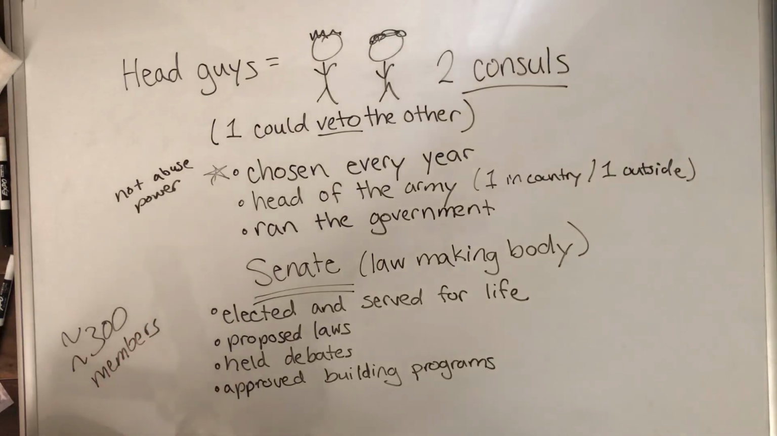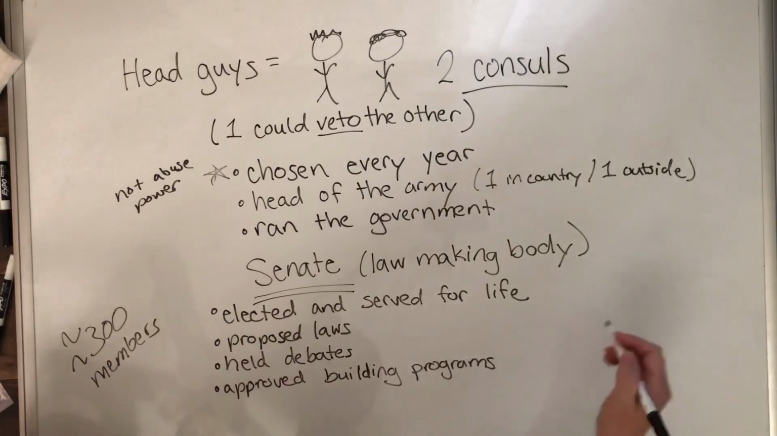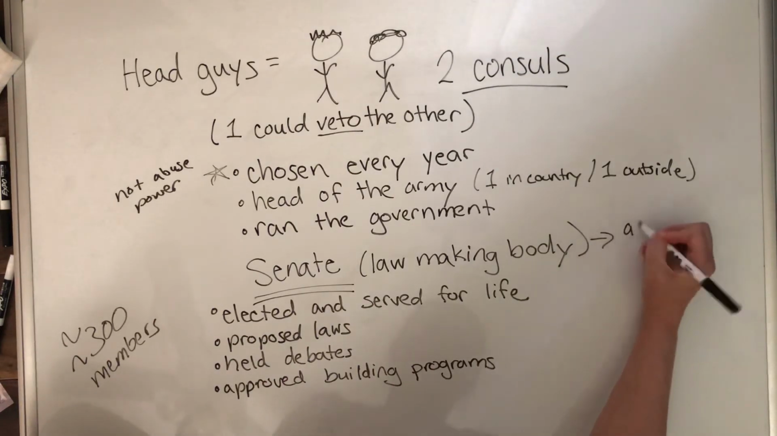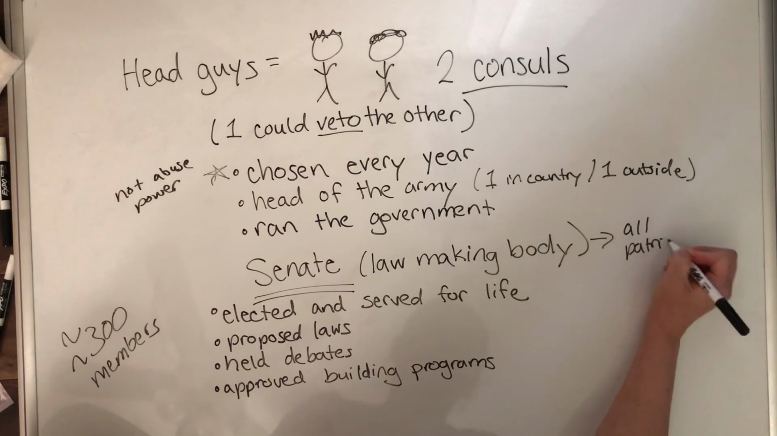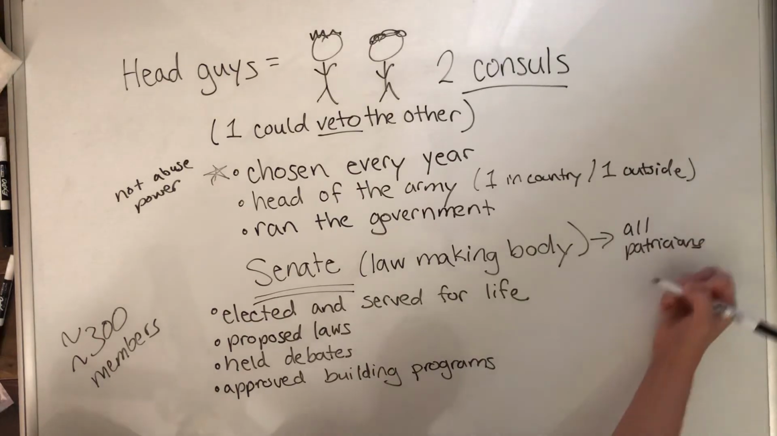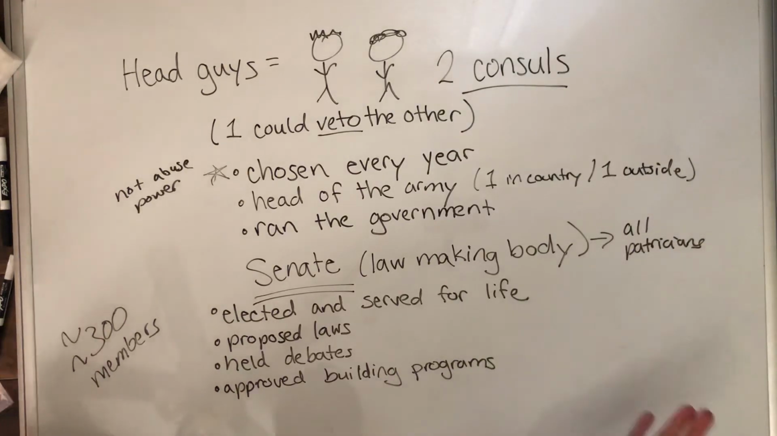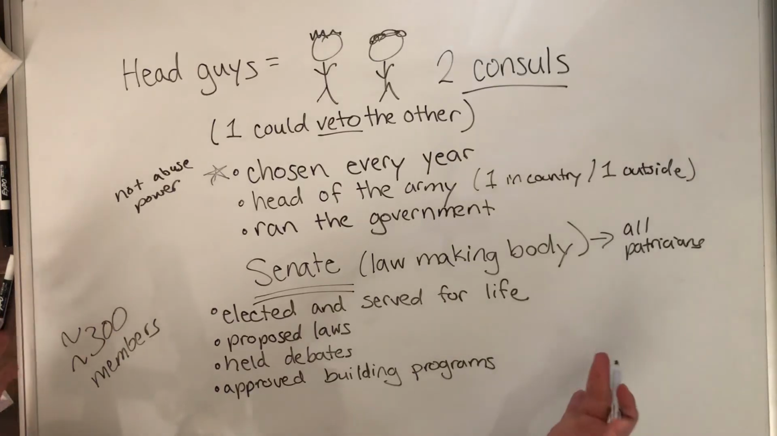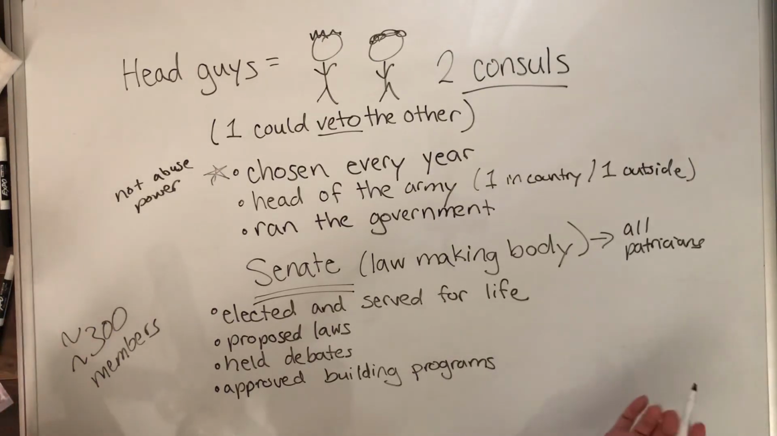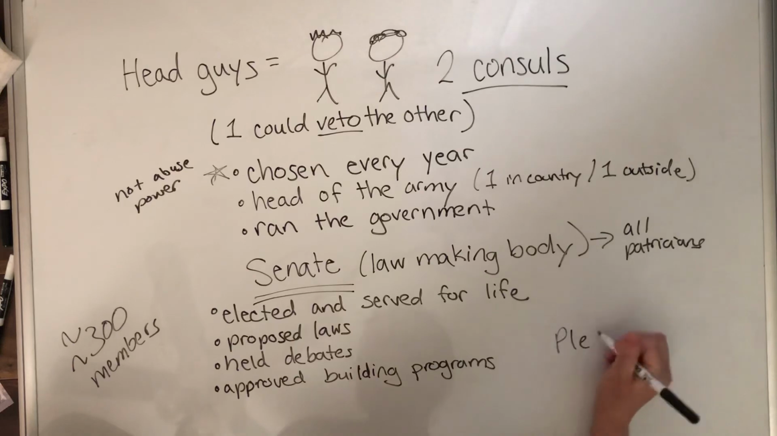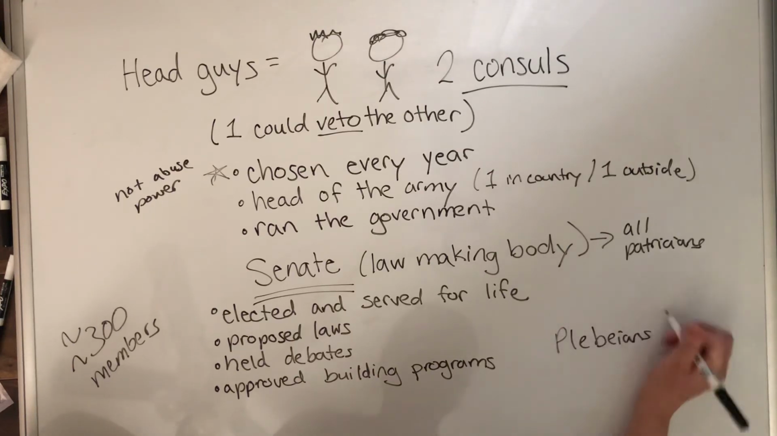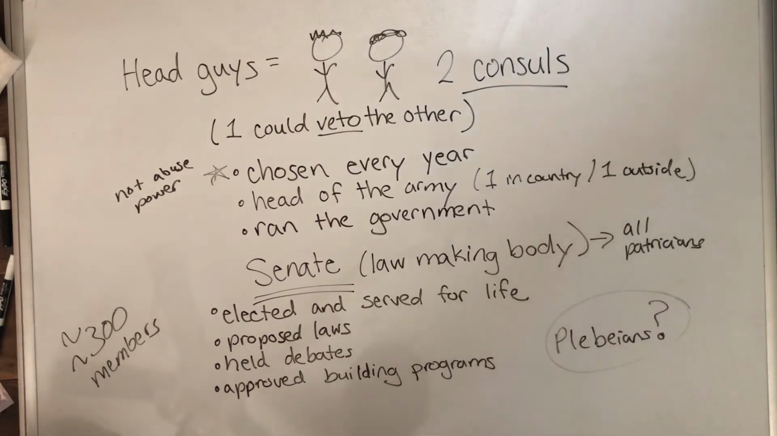But guess what? All of these senators, they were all patricians. Okay? All patricians. And if you remember, the patricians are the wealthy class. They are not the most, but they are the wealthiest, so they had the most power. So where are the plebeians? Where are they? How are they represented? Well, they weren't. And that's going to lead us to our next section.